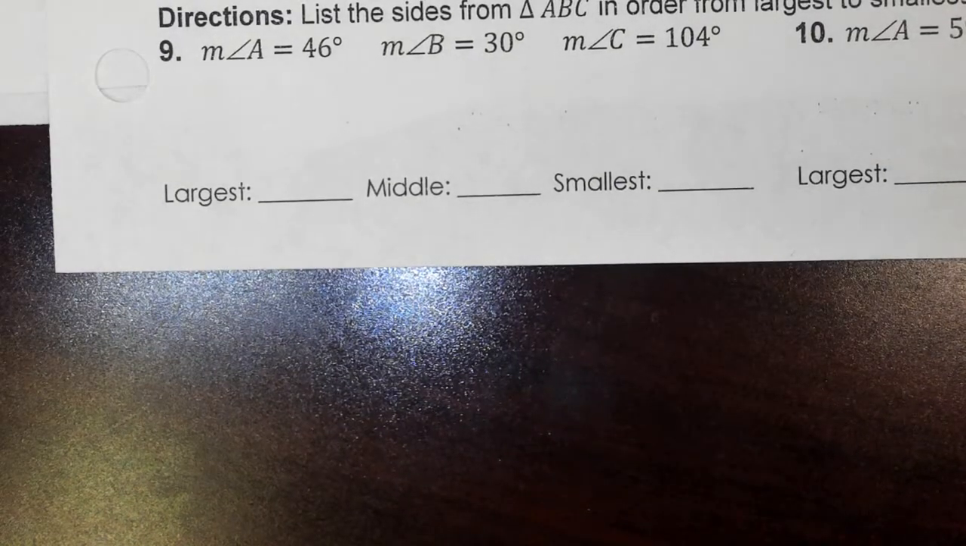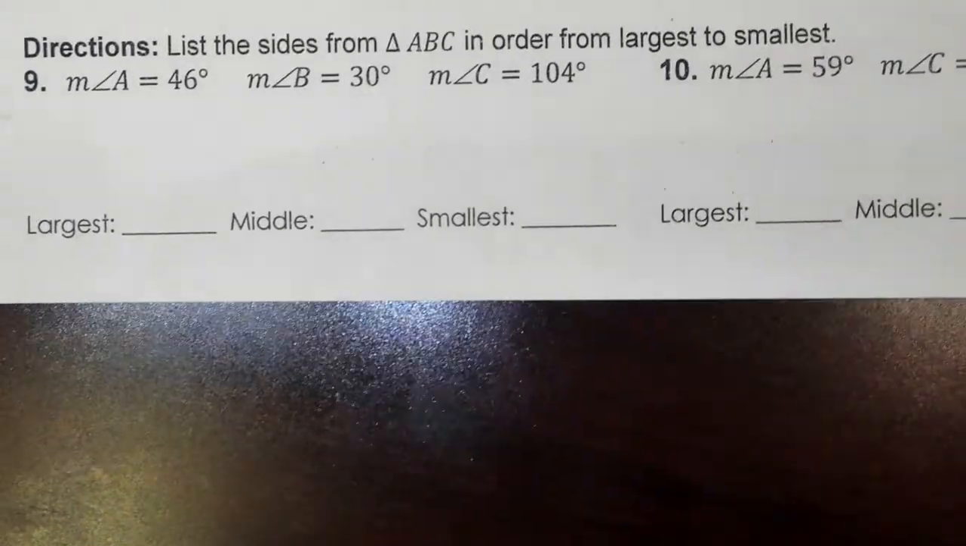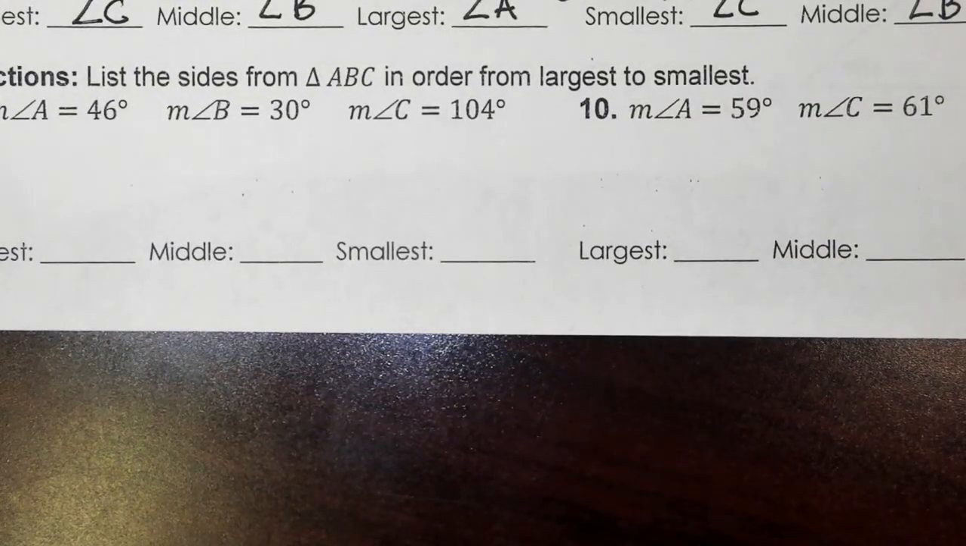Now, some, you need to pay attention. Sometimes they'll ask you to go largest to smallest. It doesn't matter. You can do whatever you have to do. For example, down here, they're switching it up. They're asking for the sides now, but instead of saying smallest to largest, they're saying largest to smallest. So it said list the sides from triangle ABC in order from largest to smallest.